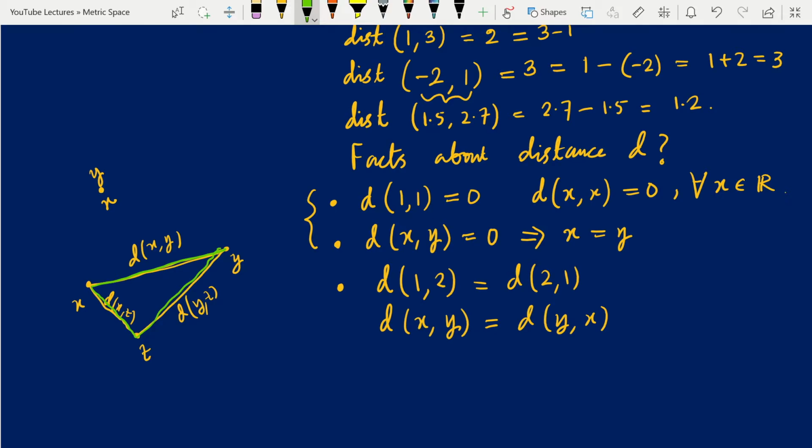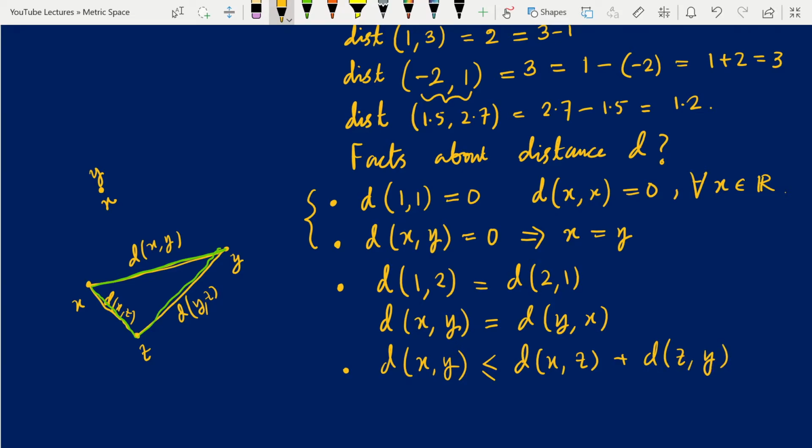Definitely this one. This is your intuition, and this again comes from what you have learned in your lower studies, that the sum of any two sides of a triangle is greater than the third side. So this should also be true. That means the distance between x and y is the smallest one, in the sense that if you choose any other point, anywhere, the distance between x and y will be less than or equal to the distance between x and z, and then z and y. So that is another fact that you should know.